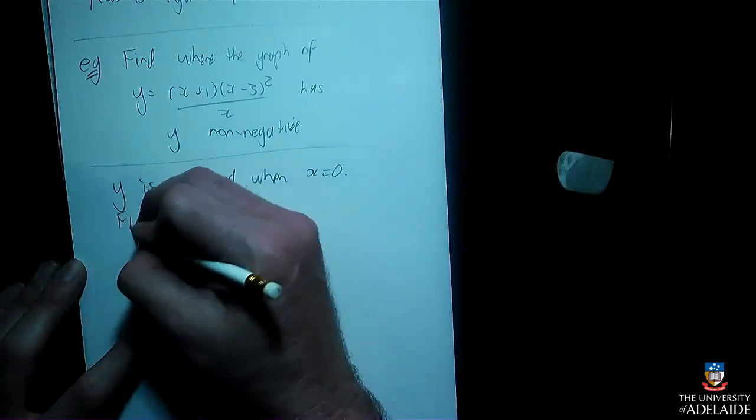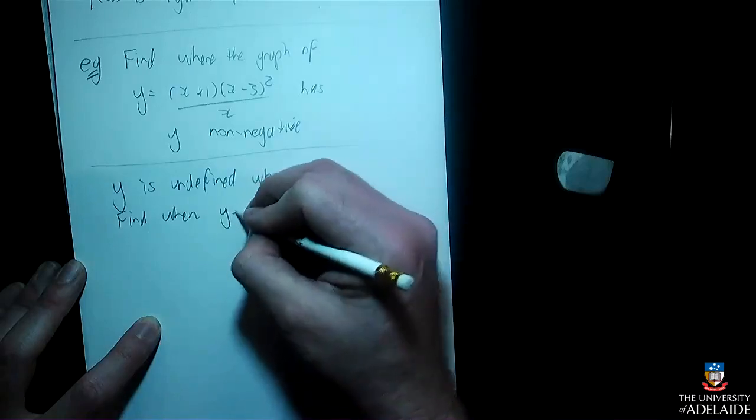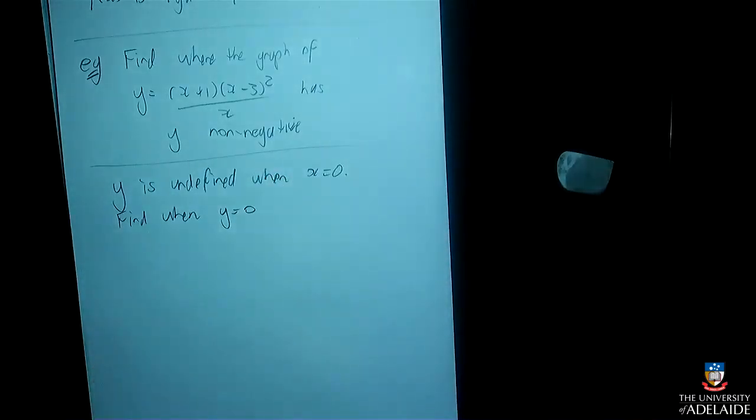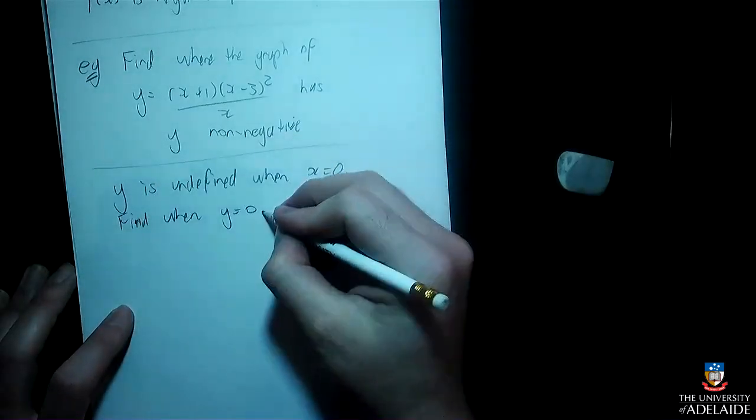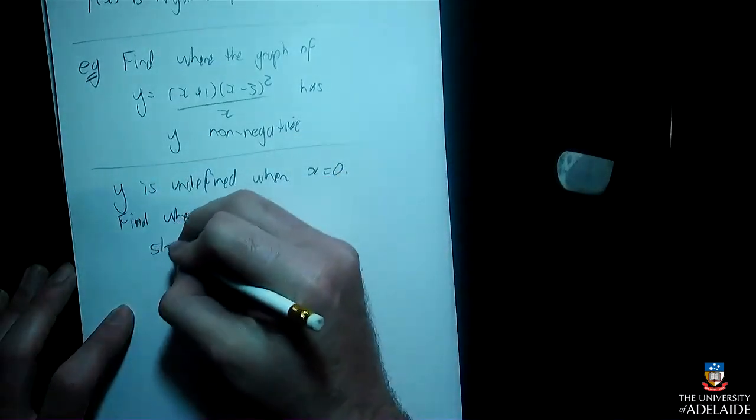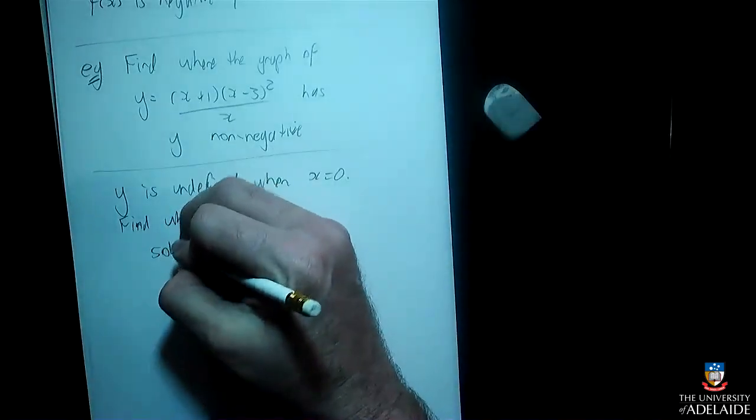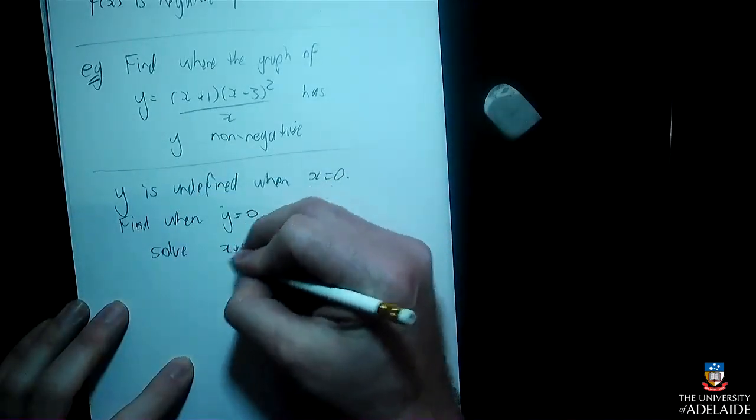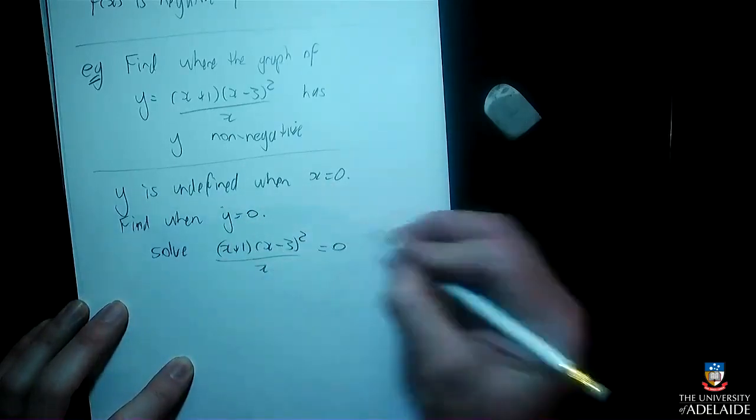And then we should also find when y is equal to 0. Not because they asked me to find when y is equal to 0, but just because it's going to be useful to figure out when it's non-negative, when it's positive and negative. So find when y is equal to 0, and so that means that we're going to have to solve (x plus 1)(x minus 3) squared over x being equal to 0.